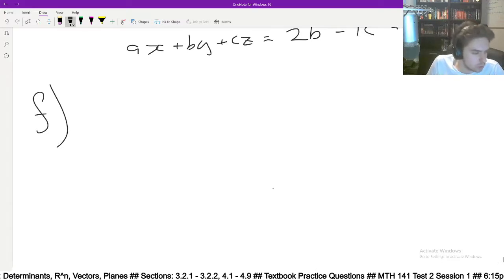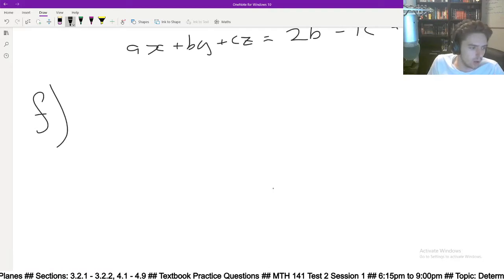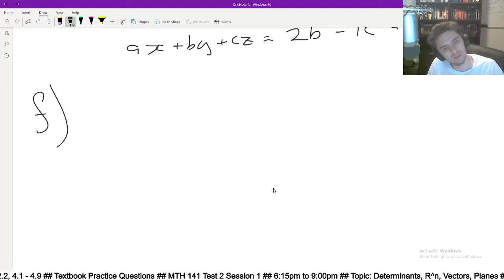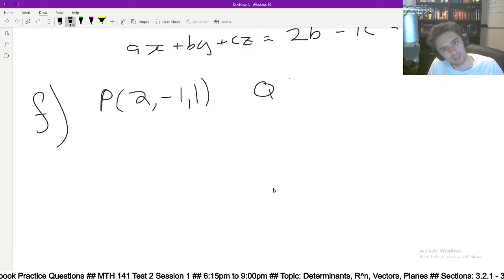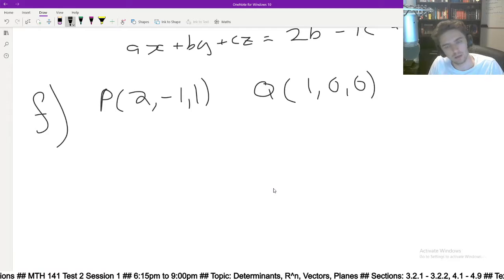So they have to contain 2 points. Sorry, all these planes have to contain 2, negative 1, 1. So P, which is 2, negative 1, 1, and Q, which is 1, 0, 0.